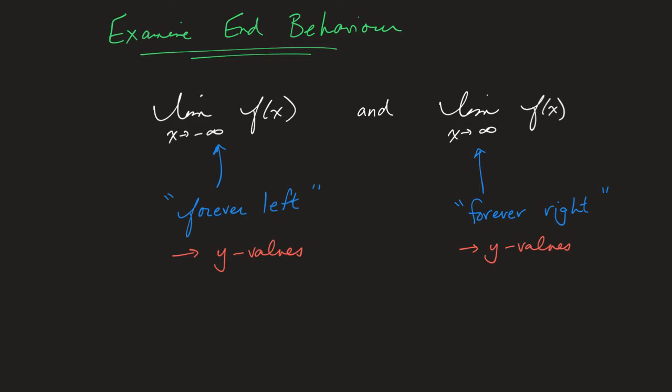Lastly, you'll see in red, don't forget that what we're always finding is the result of repeated substitutions into a table of values, which means we're always finding the y value of our function. So what is it that the y value is approaching as we go forever left or forever right?